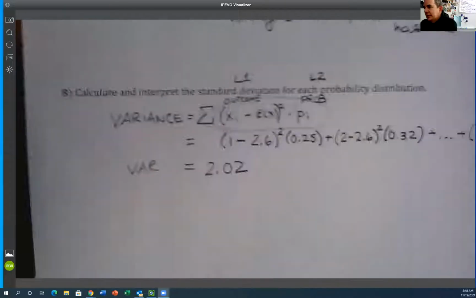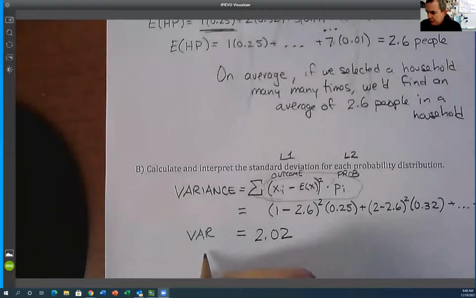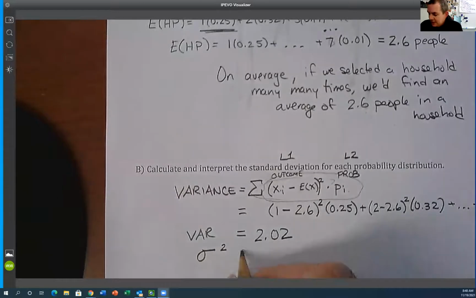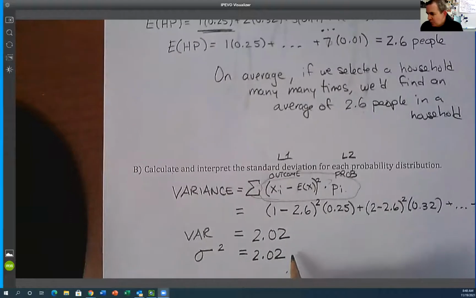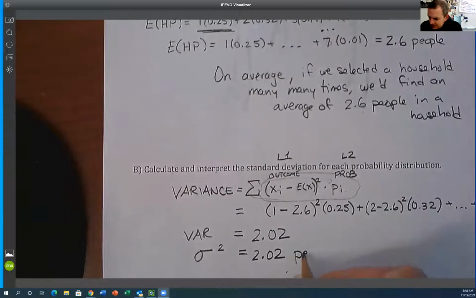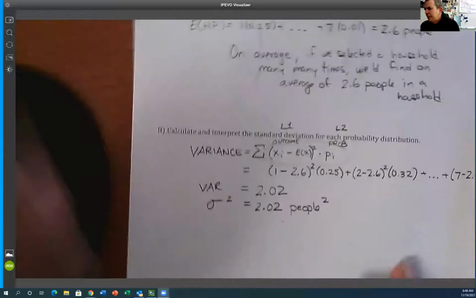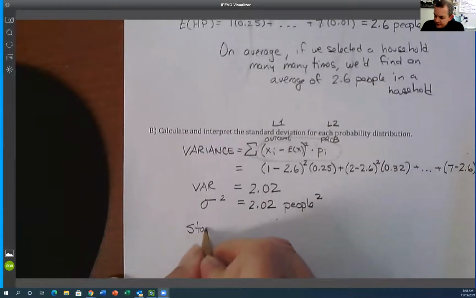Now, here's the thing. There is a notation for variance. Variance is that sigma, like we think about with standard deviation, squared. So that's going to be my variance, 2.02. Technically, if you wanted a unit of measure, as weird as it sounds, it's 2.02 people squared. I know it seems weird. We're very rarely going to put that measure down, but just so you know.